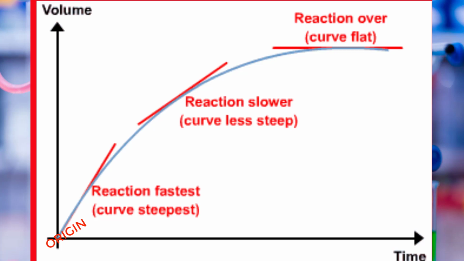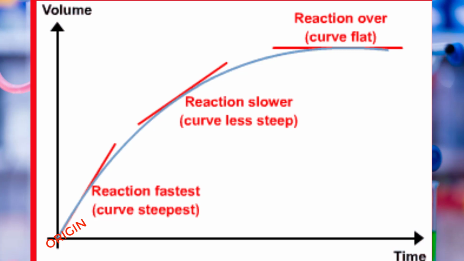2. It is steep at first. This is because the rate is fast at the beginning. 3. It becomes less steep later. This is because the rate slows down. 4. And finally, it becomes horizontal. This is because the reaction has reached the end point.